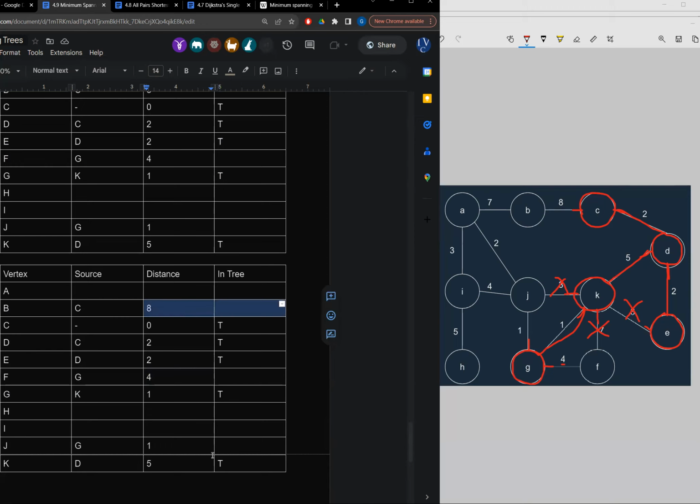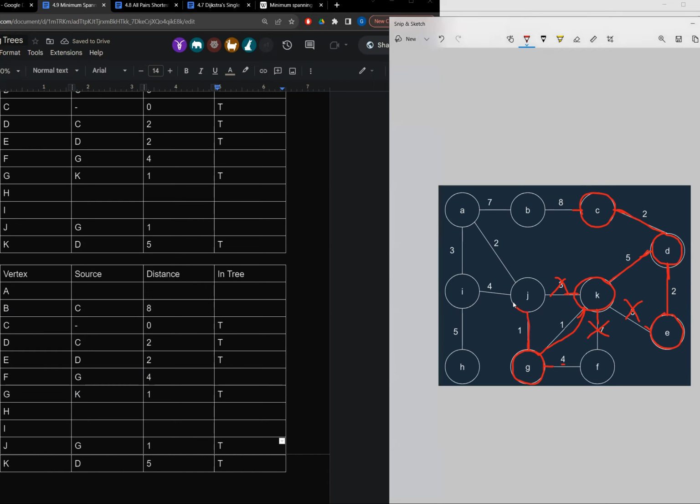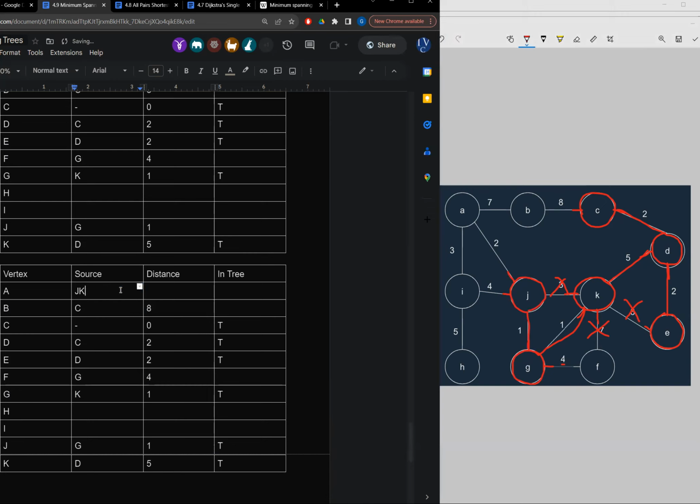Which vertex will be added to our tree next? All right, we will take J, and specifically getting there from G. Mark it true, and J's in the tree. Two new edges of data to process: A 2 and I 4.